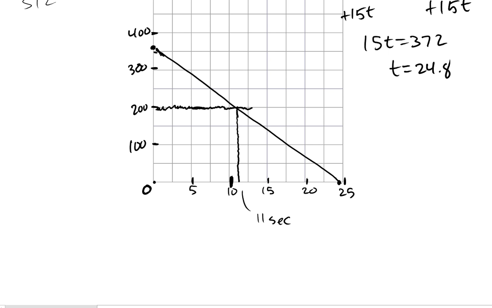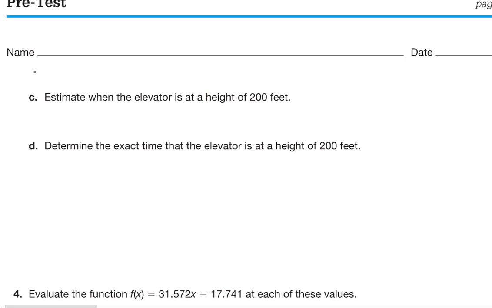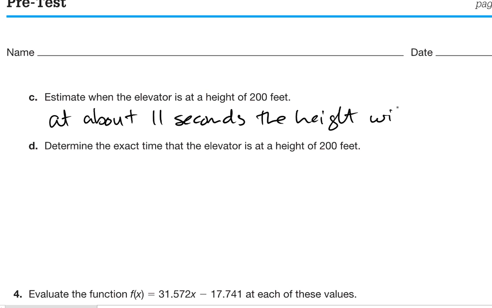So let's answer that question here. Estimate, let's see, at about 11 seconds, the height will be 200 feet. About 11 seconds. Maybe a little more, maybe a little less.